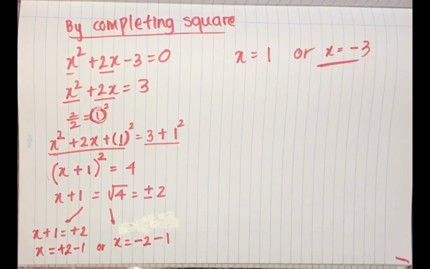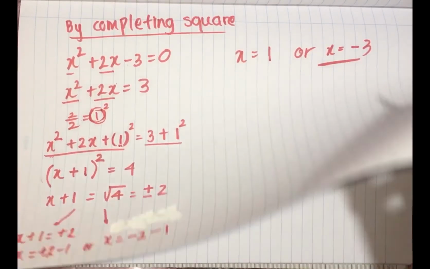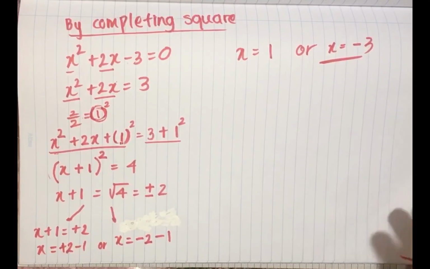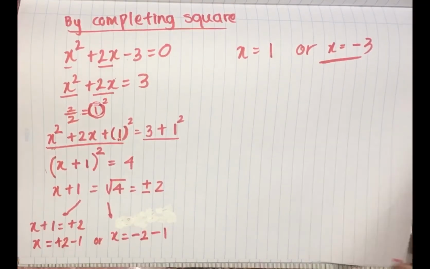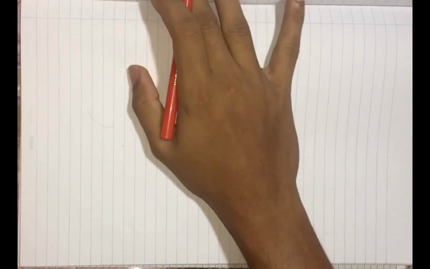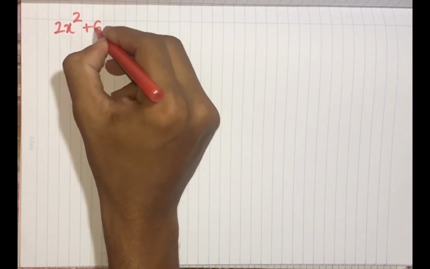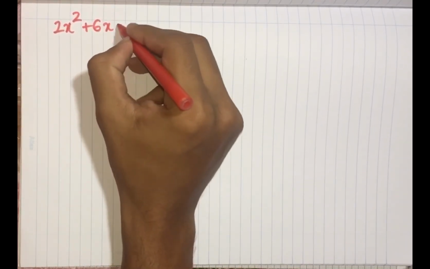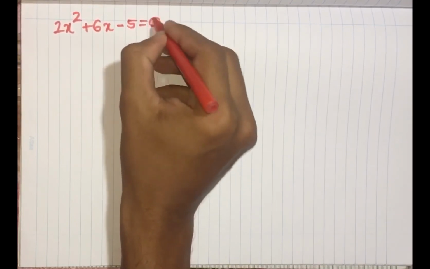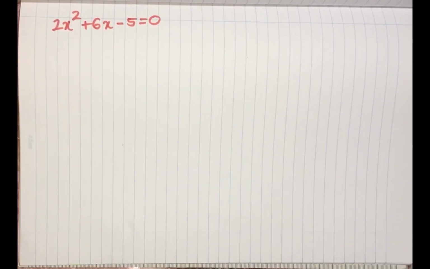Is that clear? Okay, and then the last part. I have to solve one more question on this completing the square method. This is a bit different example. The example that I'm going to discuss is, let's say, 2x squared plus 6x minus 5 is equal to 0. Now here you have to just follow the same method.